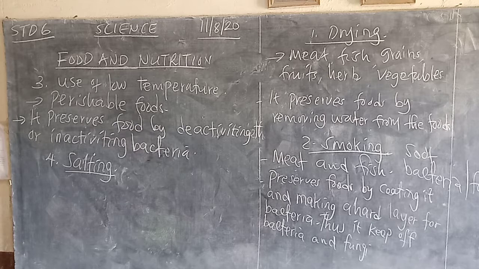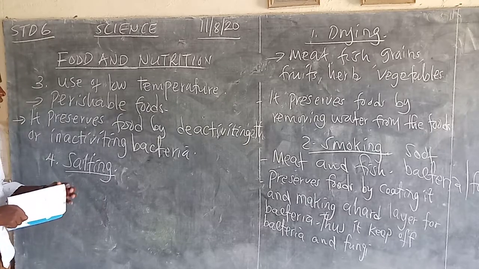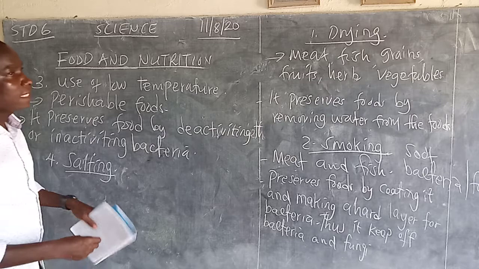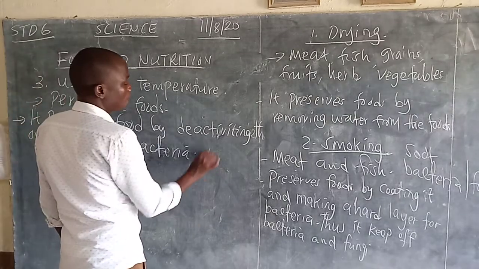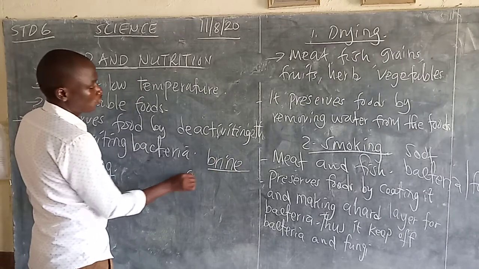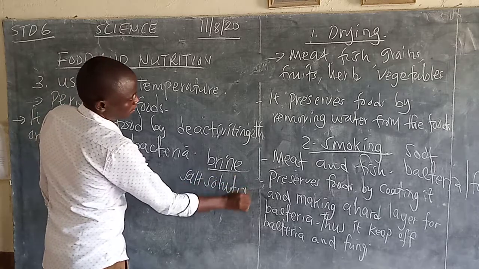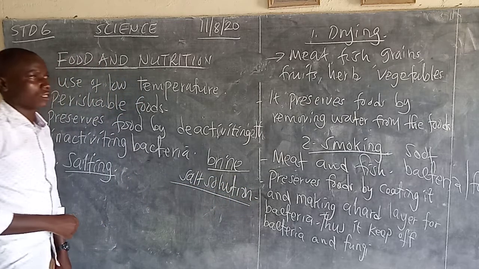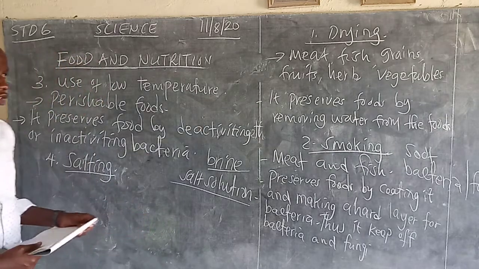Salting was used in traditional days. How was it done? It was done by simply spreading salt on food, or making something that later will be explained as you move on with your science, especially class 7, known as brine. Brine is a salt solution. You take a salt solution and you dip your food there.